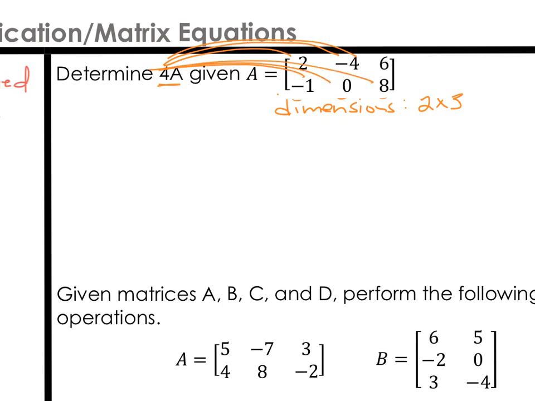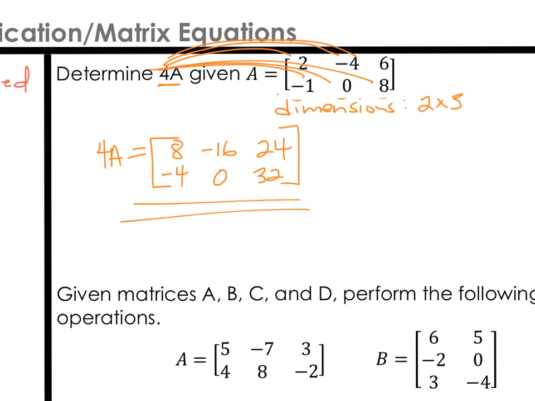It's really simple. So 4A will equal, in row 1, 2 times 4 is 8, negative 4 times 4 is negative 16, and 6 times 4 is 24. And then in row 2, negative 1 times 4 is negative 4, 0 times 4 is 0, and then 8 times 4, 32. And that's literally all you have to do to multiply by a scalar. And this ends our video lesson for 3.5.